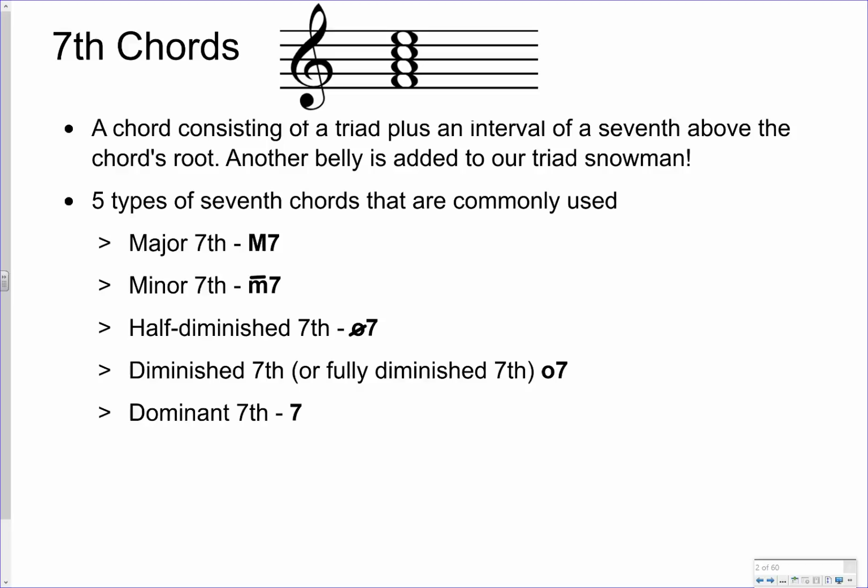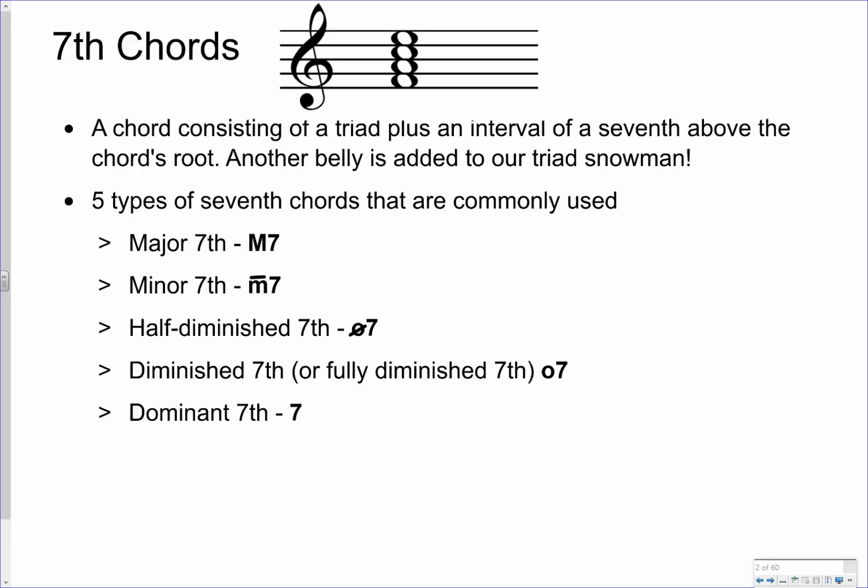7th chords. 7th chords are chords consisting of a triad plus an interval of a seventh above the chord's root. In other words, another belly is added to our triad snowman. There are more than 5 types of 7th chords, but we're going to be focusing on the 5 types of 7th chords that are most commonly used.